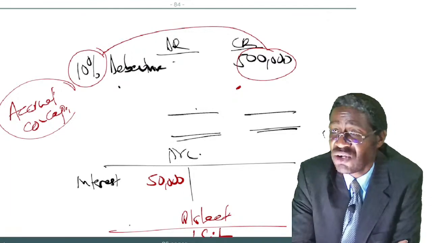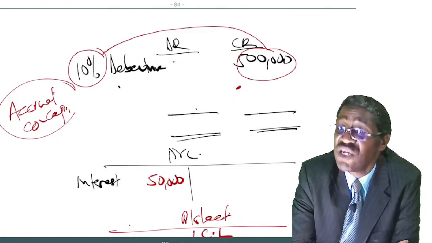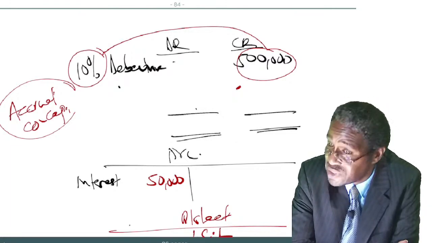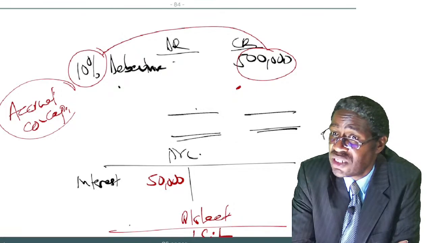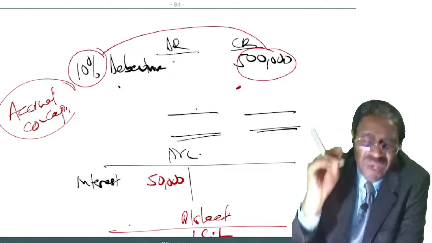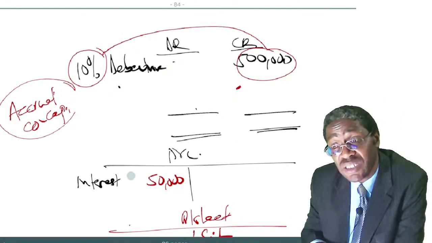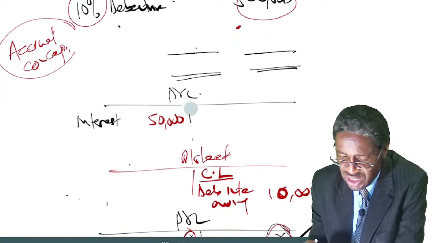So like in this scenario now, you would say, every year I'm supposed to pay my debenture holders at 10%. 10% of 500 is 50. Whether I've paid it or not, I have to recognize it as an expense. That's what you did here.